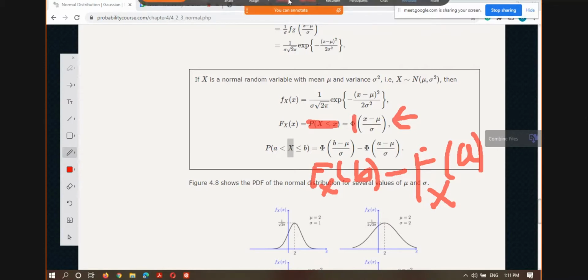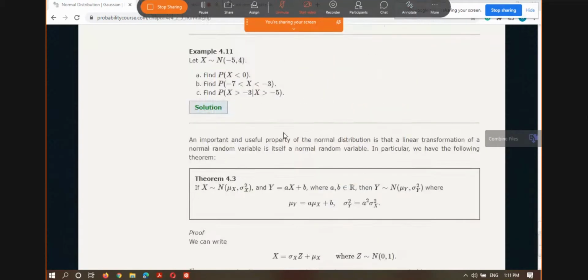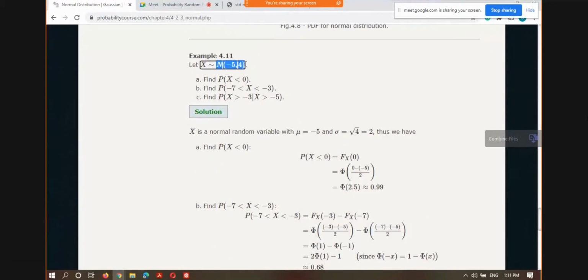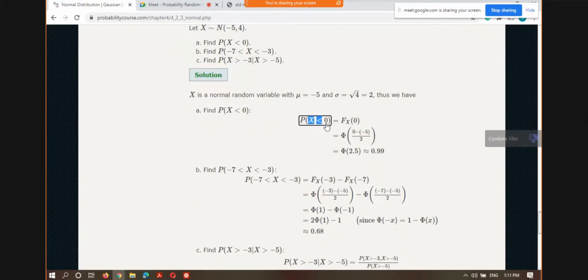And then we have solved one example like this. If X is normal with mean mu equal to minus 5 and variance sigma square equal to 4, then from there we have mu equal to minus 5 and sigma equal to 2. If I want to know the probability of X less than 0, actually it is the probability that X is less than or equal to 0, and in terms of the distribution function for the random variable X, it is F_X(0). Now here X is not a standard normal, X is a normal random variable with mean mu equal to minus 5 and sigma equal to 2.